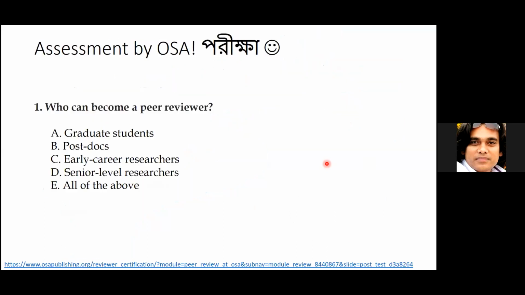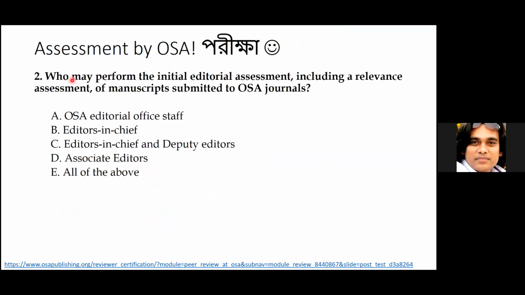Now let's go for the assessment: who can become a peer reviewer? We know that according to the Optical Society of America, even a grad student can do it, and of course postdocs and researchers and so on. But some other journals, we'll see later on, don't allow grad students. They say that one must have a PhD to be a peer reviewer. The next one is: who may perform the initial editorial assessment, including a relevance assessment of the manuscript?